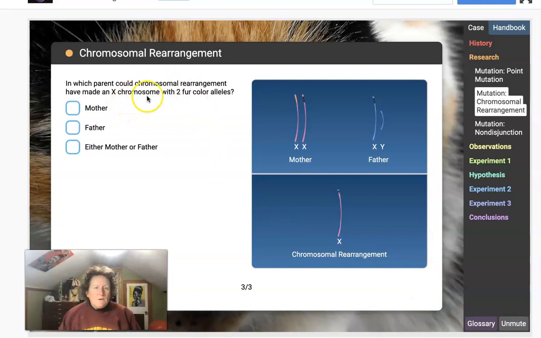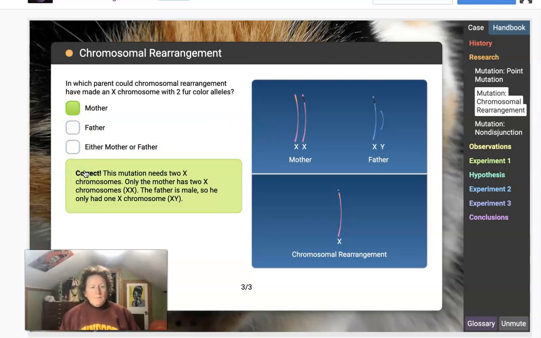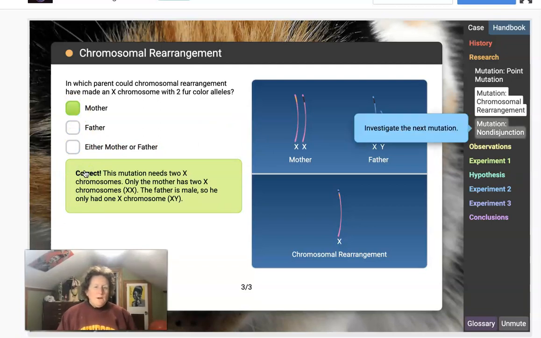In which parent could chromosomal rearrangement have made an X chromosome with two fur color alleles? Do X and Y cross over in the father? Only mom, because mom is the only one out of mom and dad who has two X chromosomes.